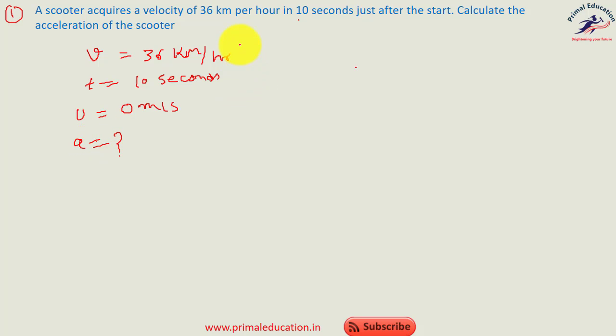Okay, so how do we tackle these word problems? First of all, we need to read the question, then find what is given and what we have to find. So we have given v, t, u, and we need to find a, the acceleration. So put these given values in the equation, and we will get a. But we have been given velocity in kilometers per hour, so we need to convert it into meters per second.